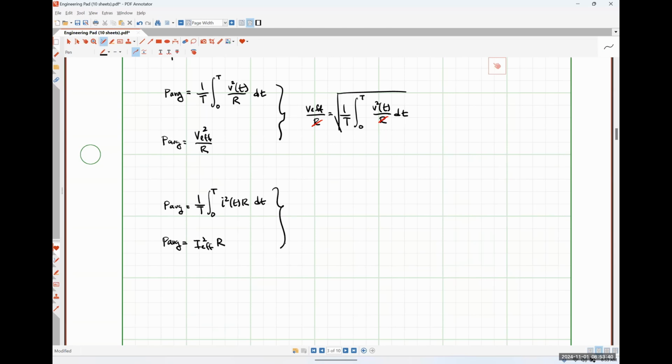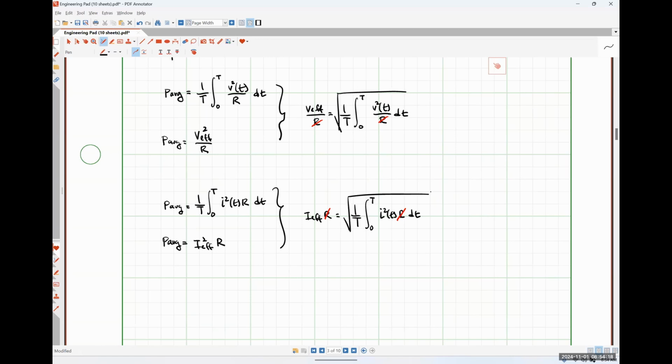If we look at our current relationships, similar thing, right? We're going to have I effective squared times R is equal to 1 over T times the integral from 0 to T of I squared R dt. There is a common factor of R on both sides that I can get rid of. If I take the square root of both sides, I'm left with this.